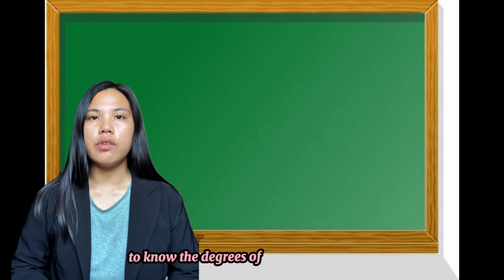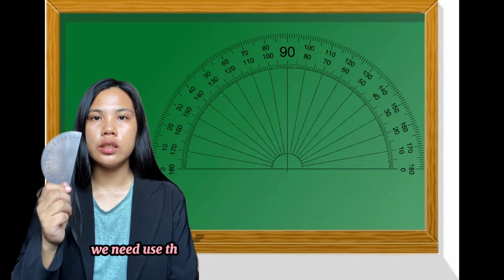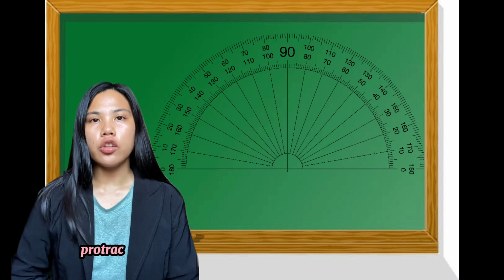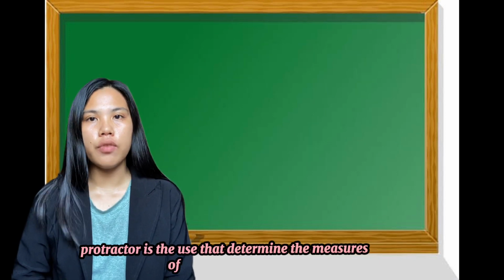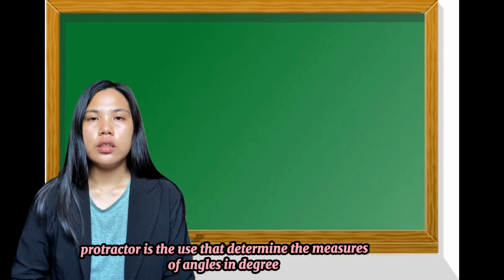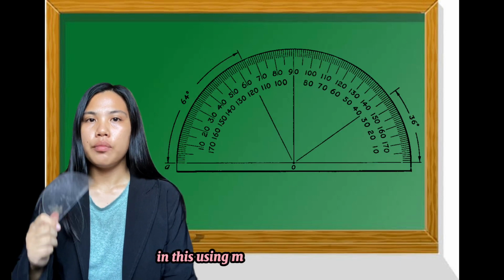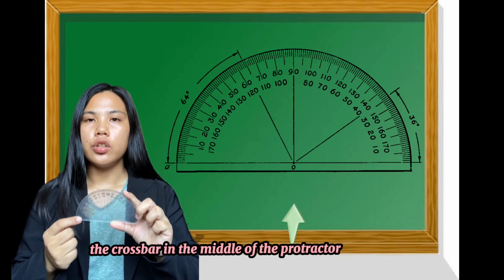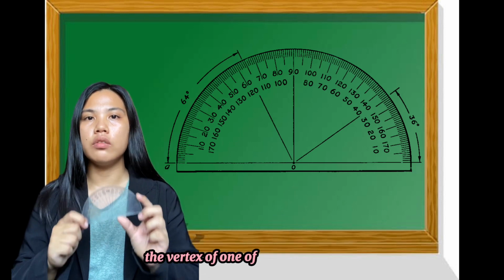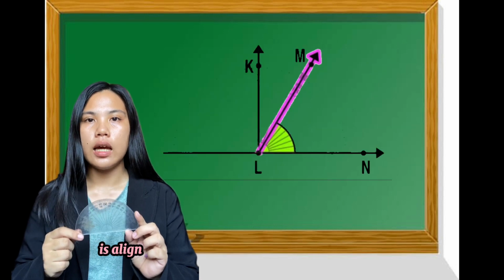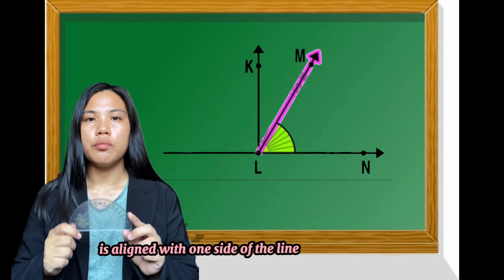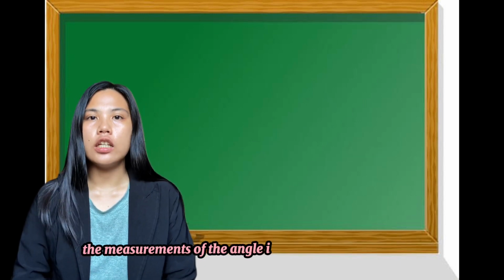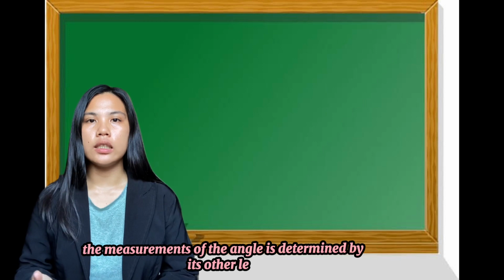To know the degrees of an angle, we need to use this instrument, which is called a protractor. A protractor is used to determine the measure of angles in degrees. In using it, make sure the crossbar in the middle of the protractor is aligned with the vertex, and one of the legs of the angle is aligned with the line passing through the crossbar. The measurement of the angle is determined by its other leg.